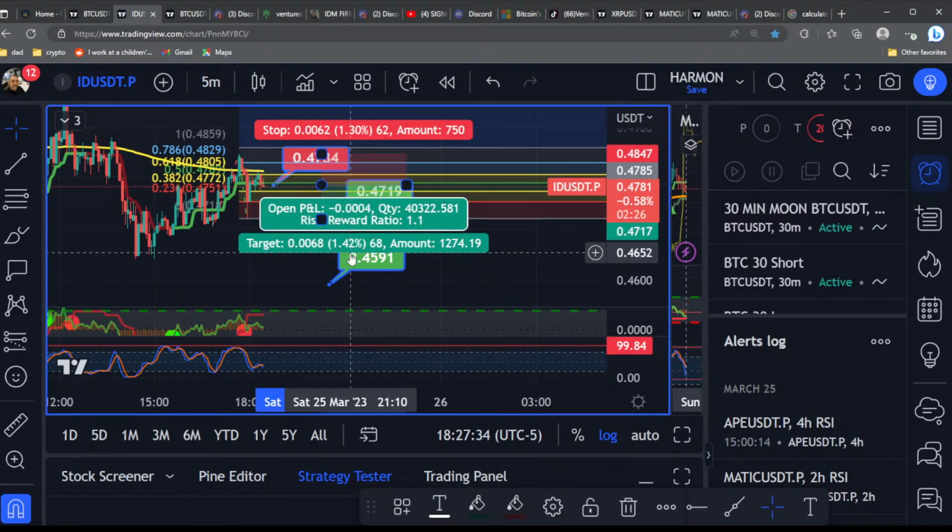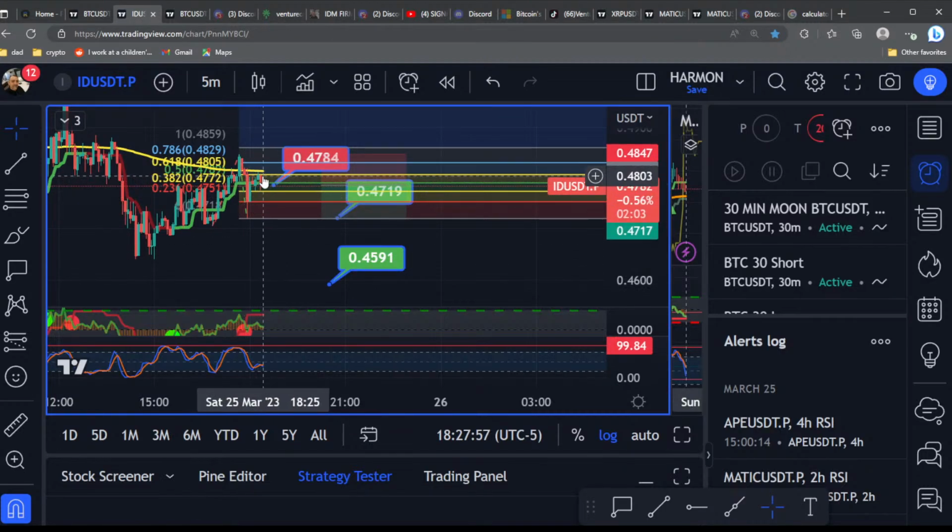That's 1.42%, bro. If you're shorting this with a 50x, you're going to make 50% on this short. You're going to make 50% on this short, guys. That is how you use your Fibonacci's right there.